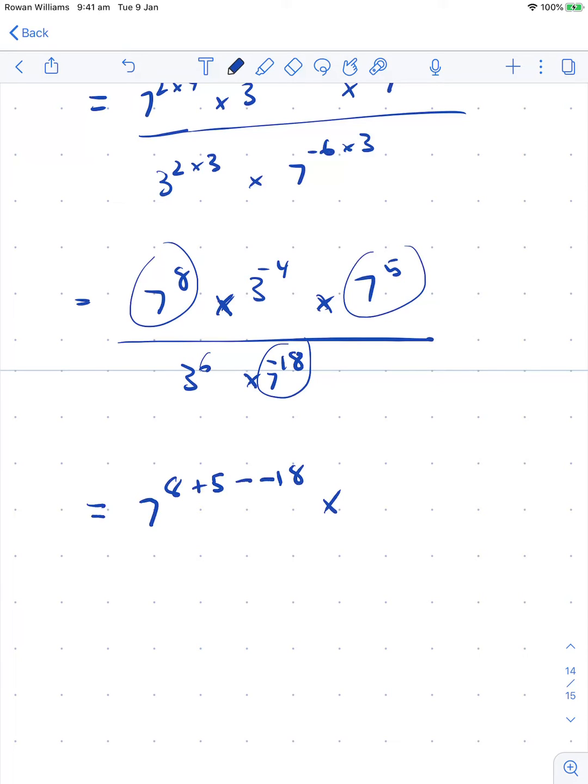And then I'm going to do the 3, so it's 3 to the minus 4. It's underneath the next 3, so it's 3 to the minus 6, so it's like minusing a positive 6. Alright, then we'll neaten this all up. We'll get 7 to the 8 plus 5 is 13, minus minus 18. So that's 13, 21, 31. I hope I haven't done something silly there.